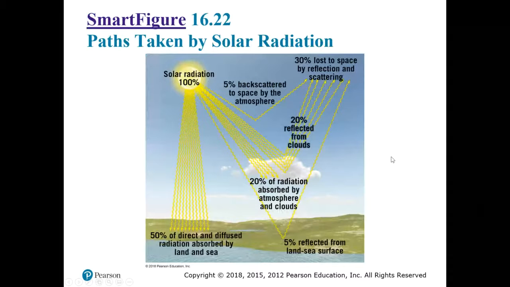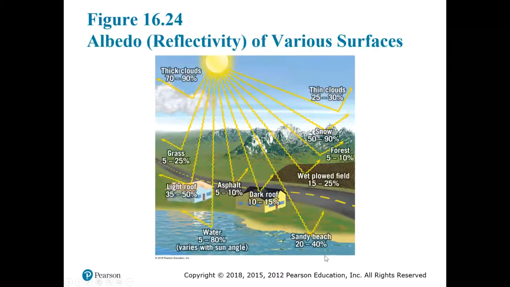So how much energy is coming in? We call the sun's energy solar radiation. So if you have 100% of it coming in, 50% of it is direct and diffuse radiation absorbed by the land or the sea. 5% gets backscattered to space, and then 20% hits the clouds and heads back, and so you get 30% lost to space, 20% gets absorbed in the cloud, and about 5% is reflected from the land and sea surface. Albedo is just a measurement of reflectivity.